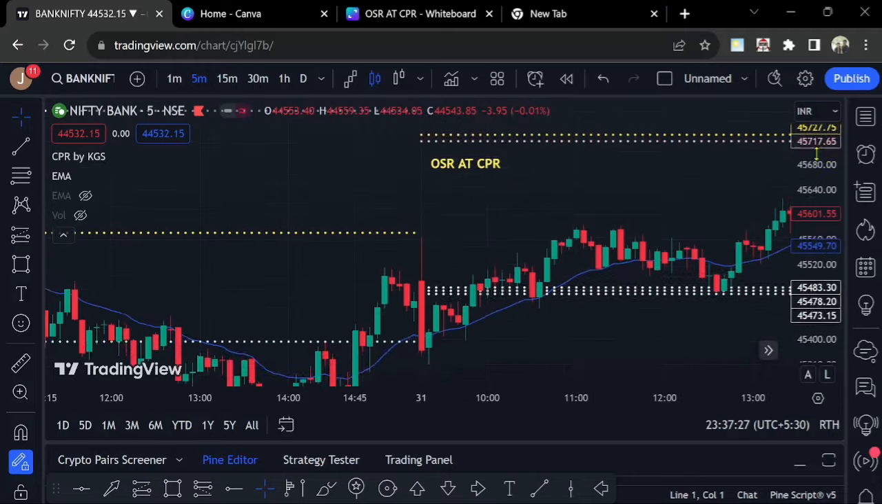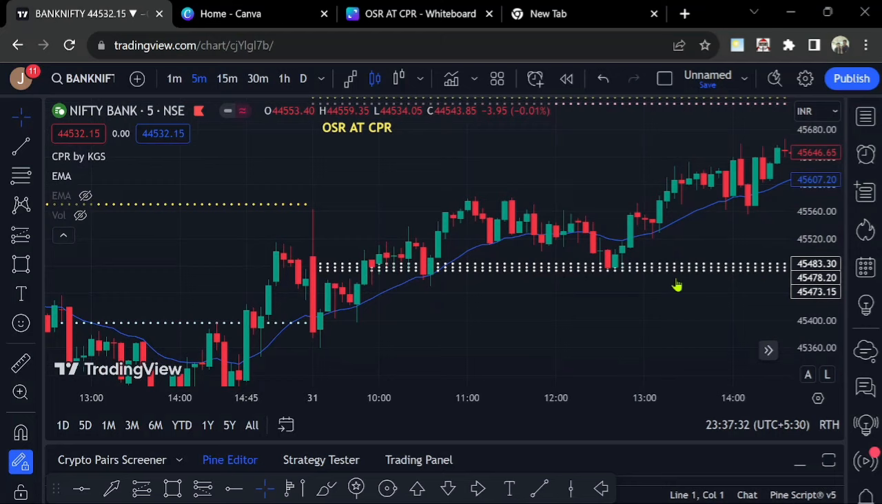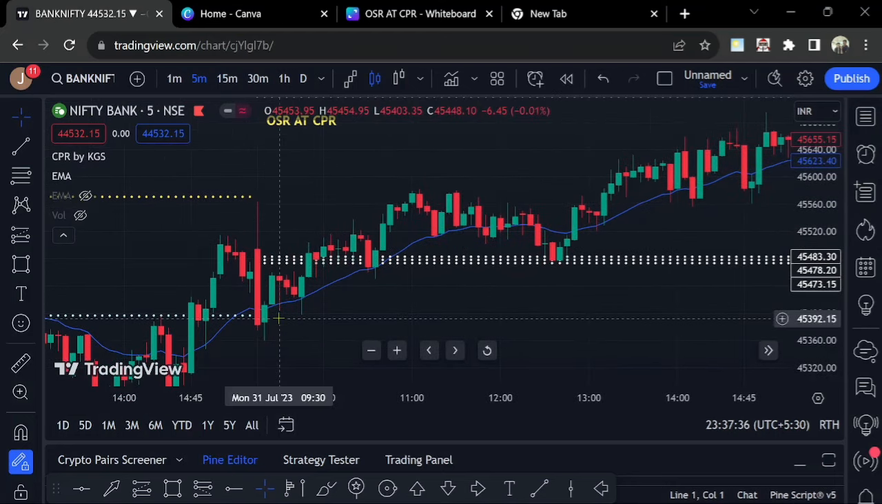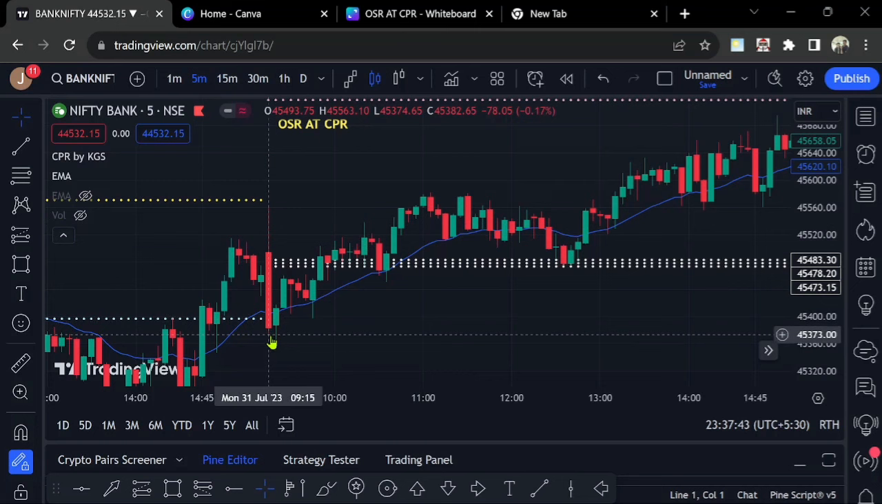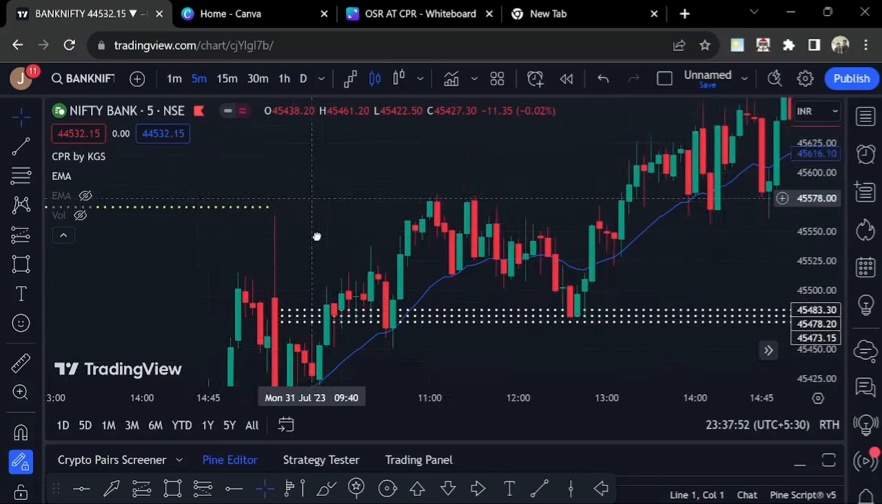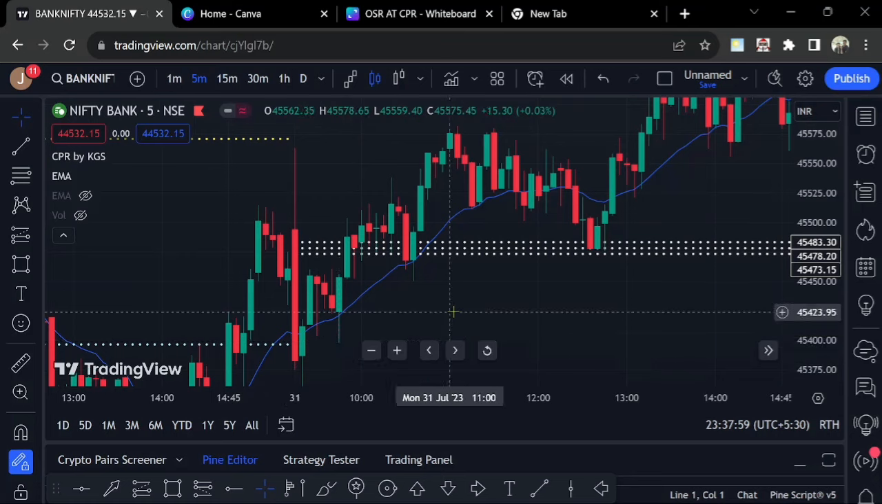Once again, OSR at CPR. I told you the first candle itself can break the CPR. You see here, it is 31st July, Monday. Once again, the first candle is a big bearish candle. It breaks the CPR. Here the CPR is a bit narrow. On 31st Monday, the first candle itself is breaking the CPR.